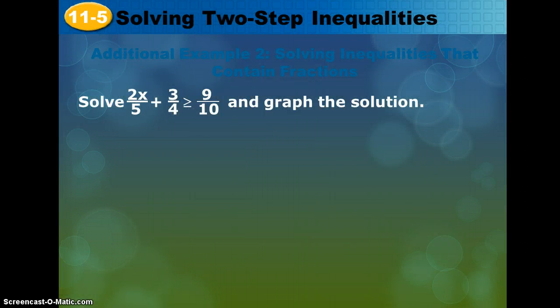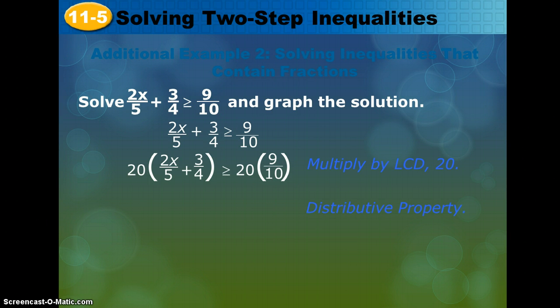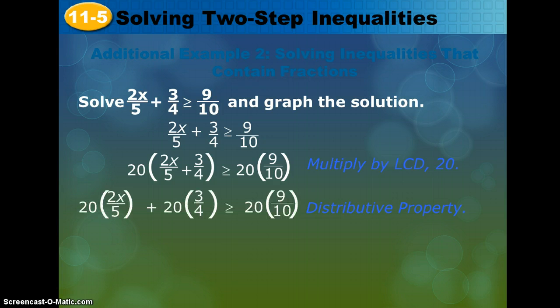For the next example, we deal with our lovely friends, the fractions. So remember, we have to clear out the fractions by multiplying by the LCD. And the LCD of 5, 4, and 10 would be 20. So let's multiply every single term by 20, and good things happen. Things cancel. So after we cancel out all of our denominators, we are left with 8x plus 15 is greater than or equal to 18.